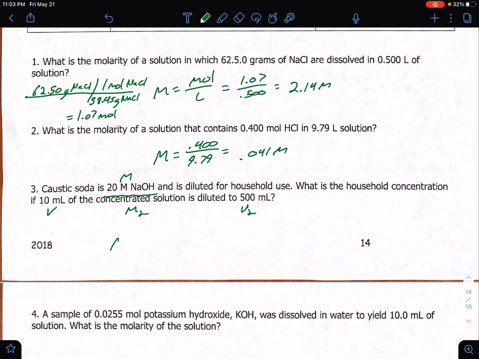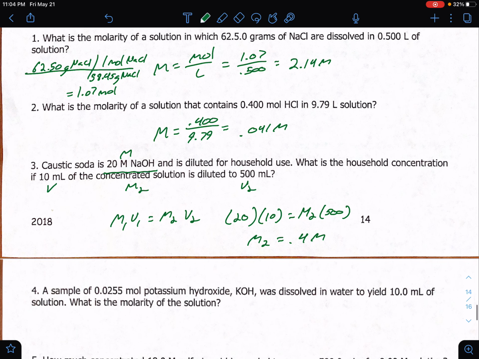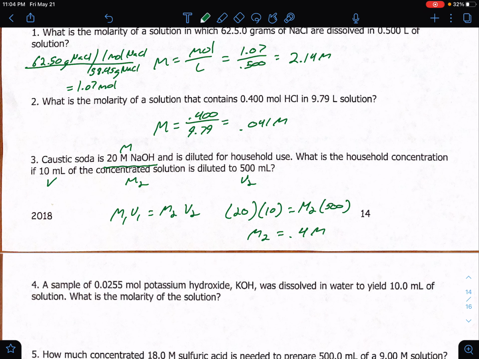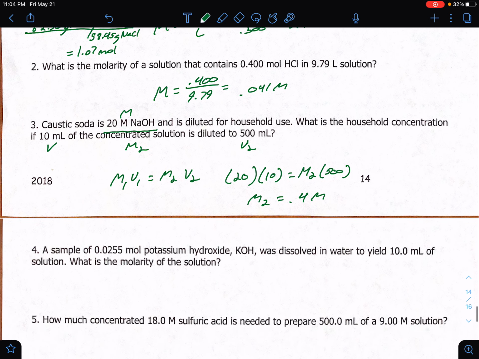So this would be the M1 times V1 equals M2 times V2. Okay, so M1 is going to be 20. Okay, and volume 1 was 10 milliliters. And we're looking for M2 when we changed our volume to 500 milliliters. Okay, so divide both sides by 500, so that means my concentration for M2 is 0.4 M. Okay, so you can see how by adding more and more volume, my concentration went down.